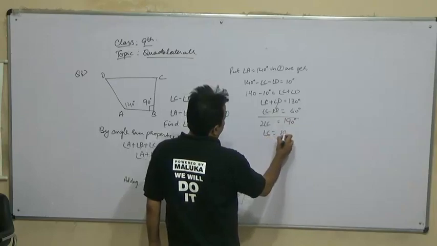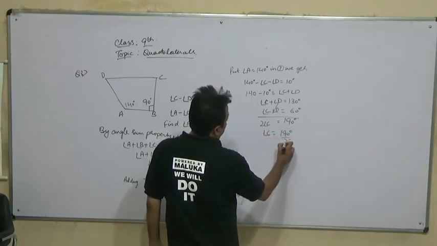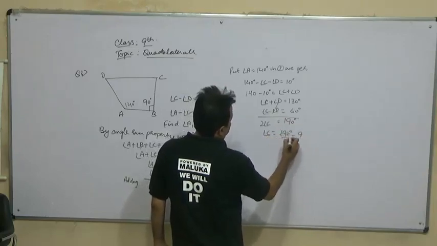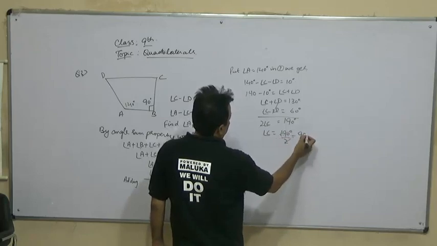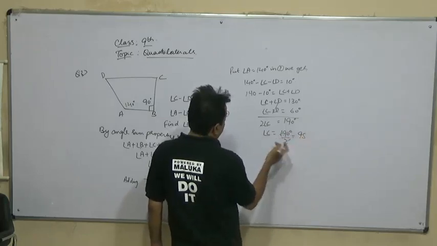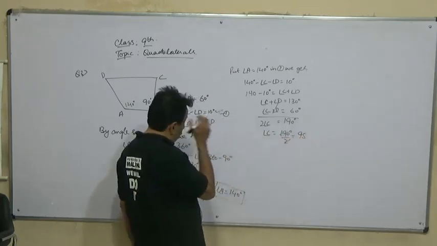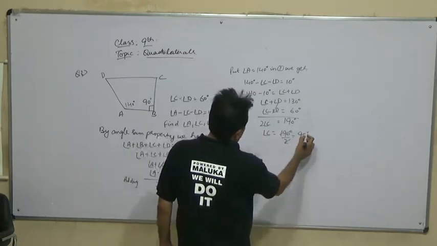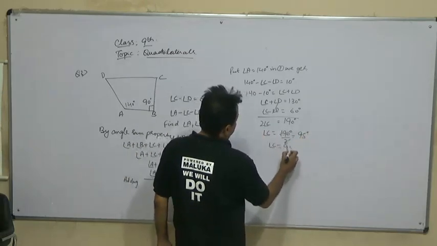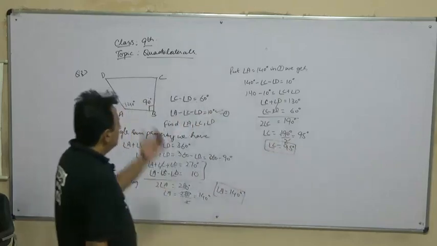And angle C will be equal to 190 degree upon 2. This will be 9 2s are 18, 9 5s are 45, 2 9s are 18, and this is angle C is equal to 95 degree. Now we want to find angle D.